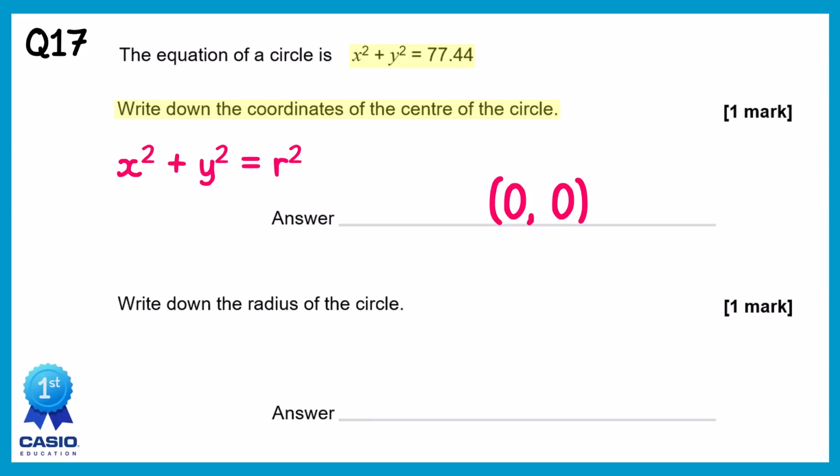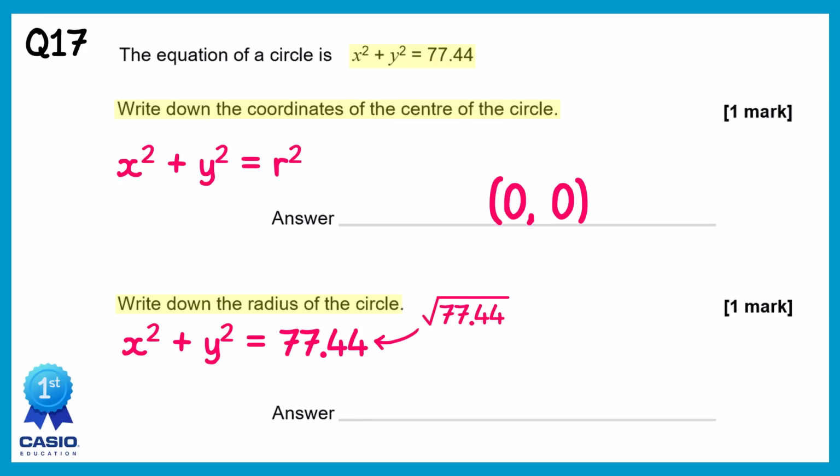In the second part of the question, we need to write down the radius of the circle. So if we take the equation of the circle and compare it to the equation I wrote down before, the 77.44 is the r squared. This means we can find r by square rooting this, so square root of 77.44, which will give you 8.8. So you could think of the equation as being written as x squared plus y squared equals 8.8 squared. So 8.8 must be the value of r and the radius of the circle.